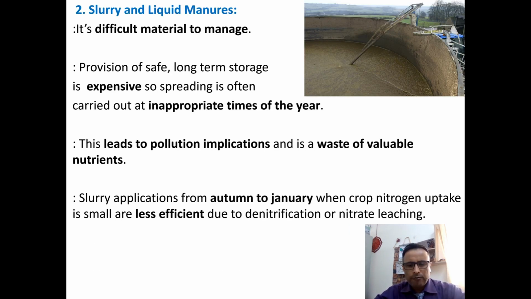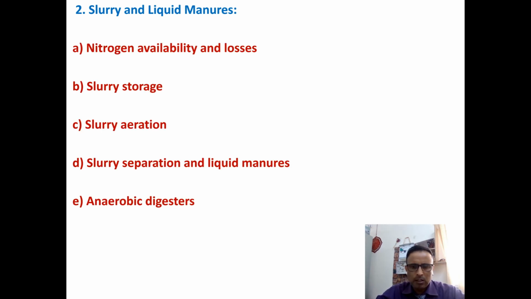Okay, the second kind of manure is slurry. Slurry, as I told you, mostly contains urine and a smaller amount of livestock waste. Now, slurry or liquid manures are easy to apply, but storing them for a longer period of time is difficult, because they cannot be stored as a heap. So they are kept in large tanks, and because they are kept in large tanks, they create certain problems of crust formation. Slurry storage is a problem. Aeration of slurry is a problem.